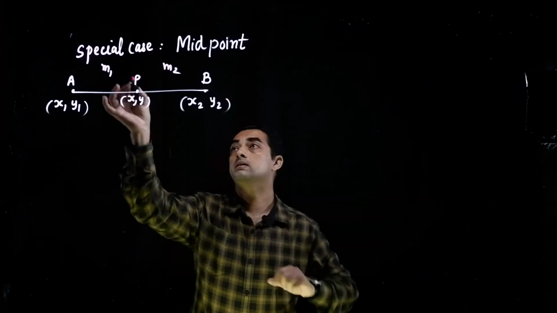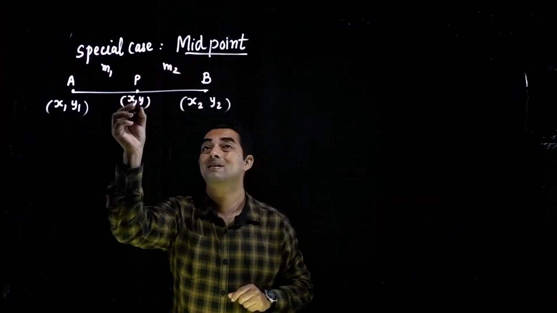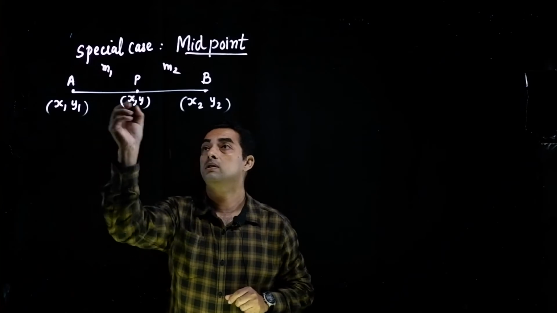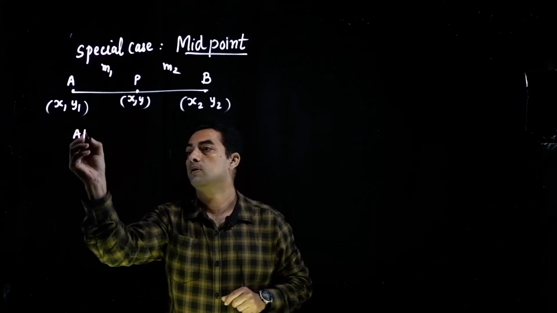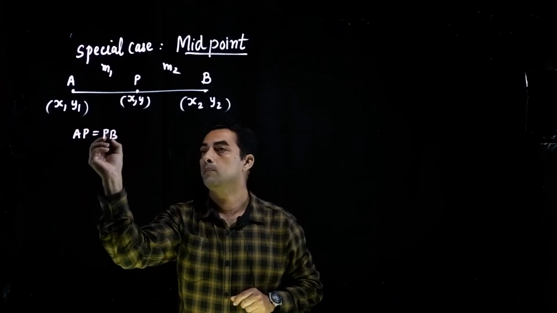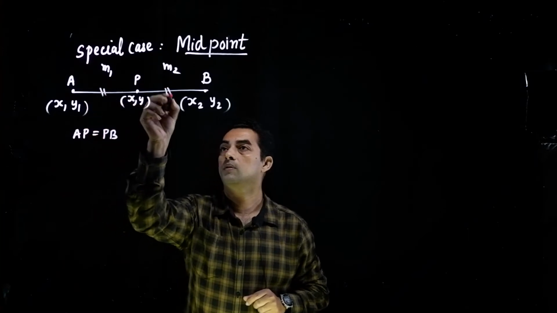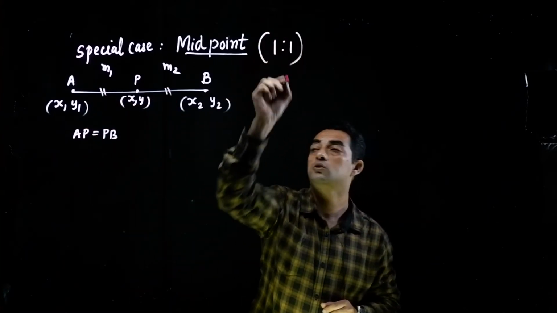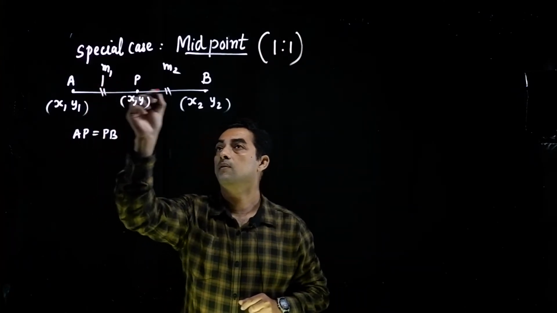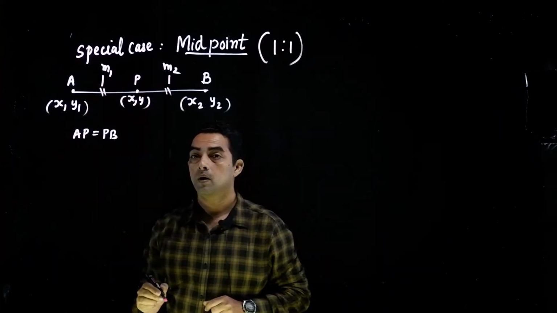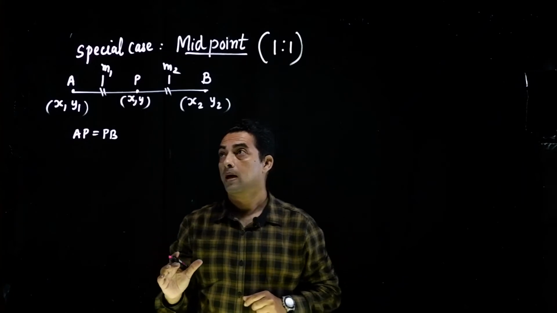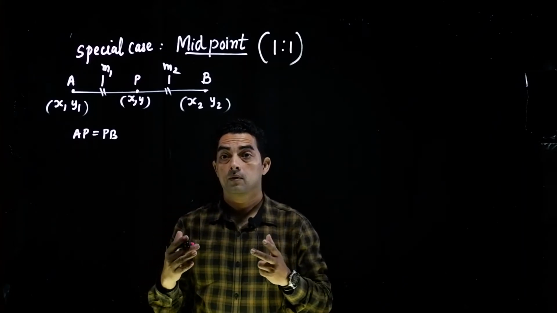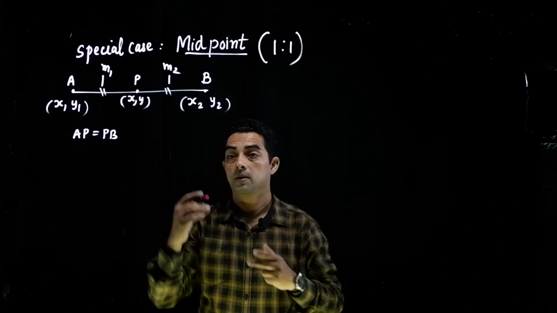Here the special case is that the point P is the midpoint. So that means if point P becomes the midpoint, definitely AP will be equal to PB, right? So both of them are the same. Or we can say that for a midpoint, the ratio will be 1:1. So the value of m1 will be 1, m2 will be 1. Let us apply this and derive a section formula for the midpoint.